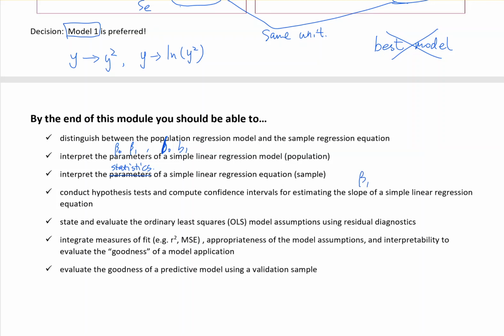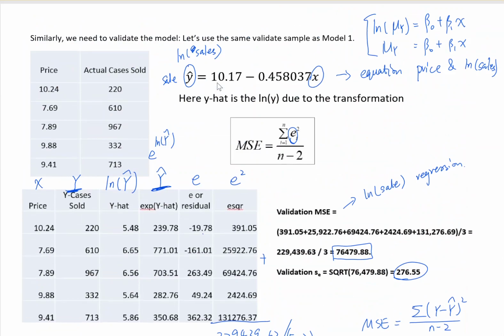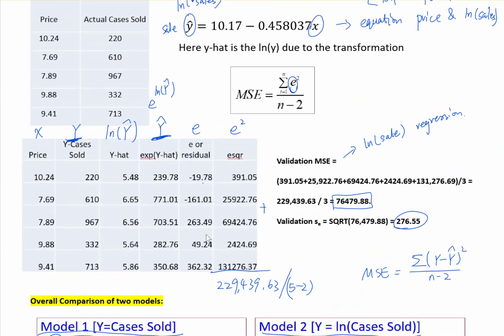All right, and also you need to know how to check the assumptions and how to interpret the r squared and the MSE. And if you have a validation sample, how you can get the validation MSE. You don't need to calculate it. You just need to know the idea of the validation MSE. I will not ask you to calculate the validation MSE just like what I did here. I will not ask you to do this table.